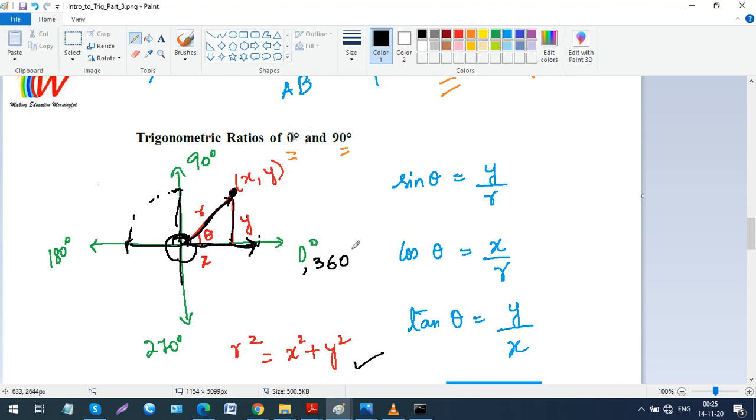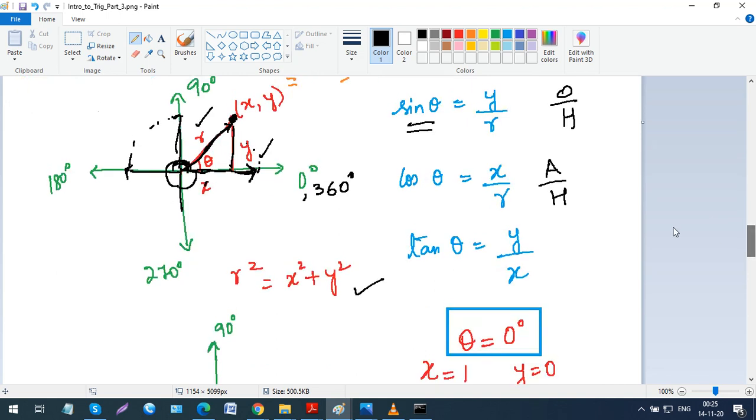Okay, all right. So now we know that if you have a point on the coordinate plane, you can say that this base is x, this is y, and this is r. Now if I ask you what is sine theta, you will say it's opposite over hypotenuse. So opposite for this is y and hypotenuse is r, and cos theta is adjacent over hypotenuse, so that's x over r, and tan theta is opposite over adjacent, which is equal to y over x.